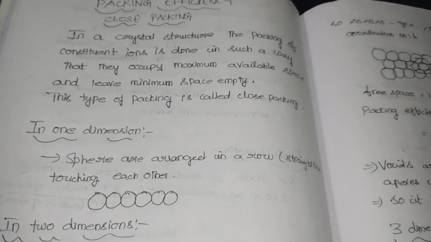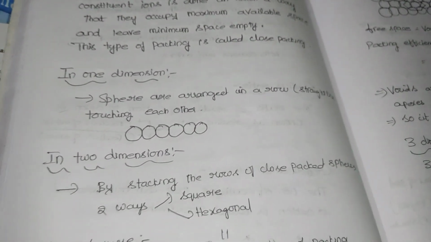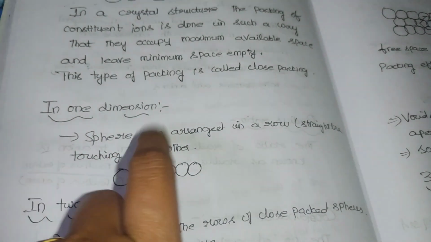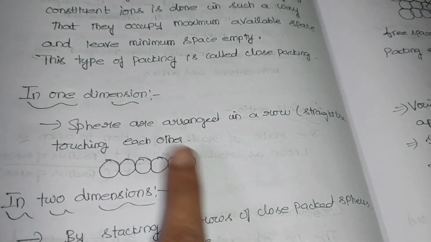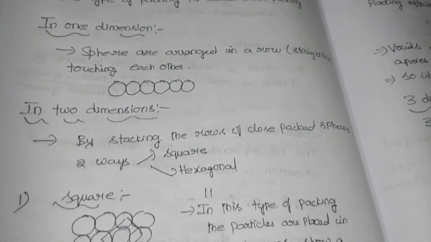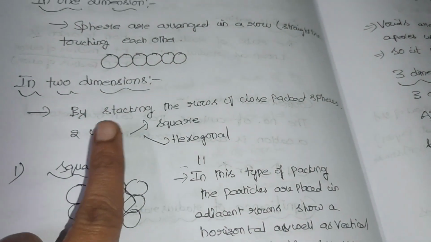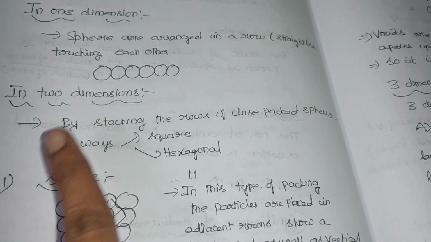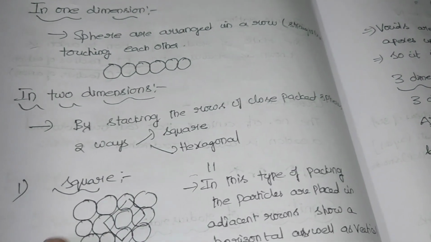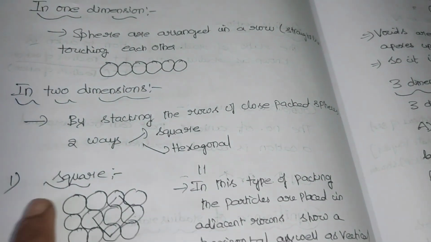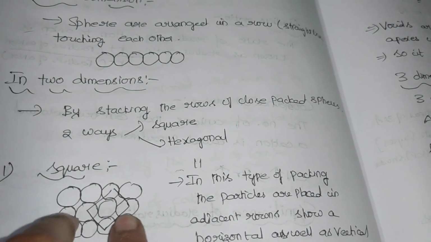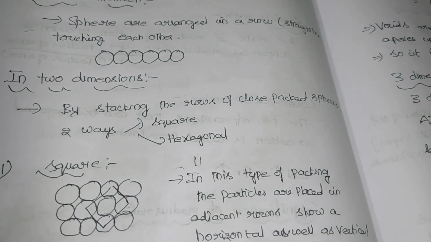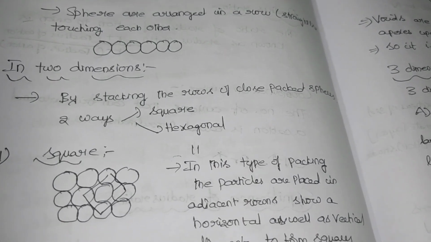It can be done in 3 dimensions. First we will see 1 dimension. Spheres are arranged in a row in a straight line touching each other. This is 1 dimension. In 2 dimensions, we stack the rows of close packed spheres in 2 ways. First one is square and second one is hexagonal.